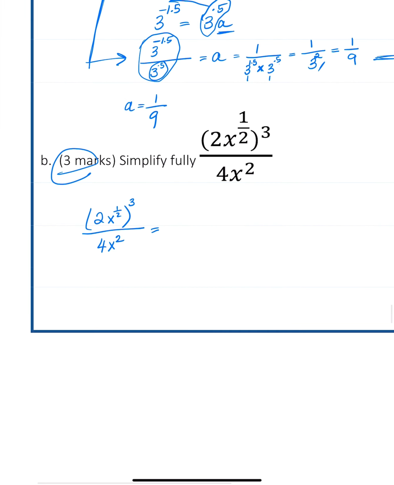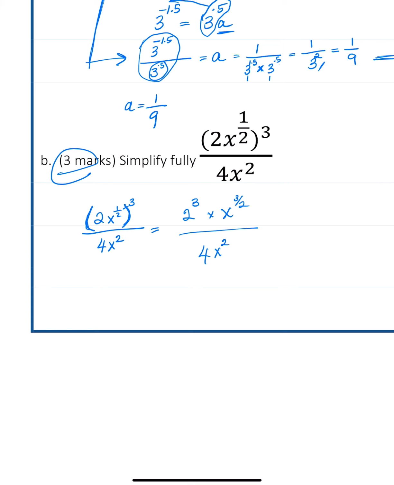just write this down. So they're looking for the power of a power right here, right? So I'm going to have it apply to both of these. So 2 to the power 3 times x to the power 3 over 2, because we're multiplying these two. And then we've got our 4 x squared.